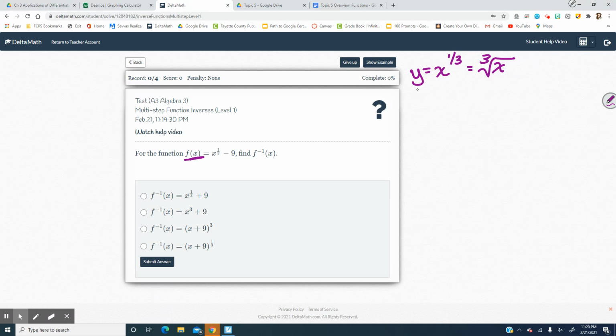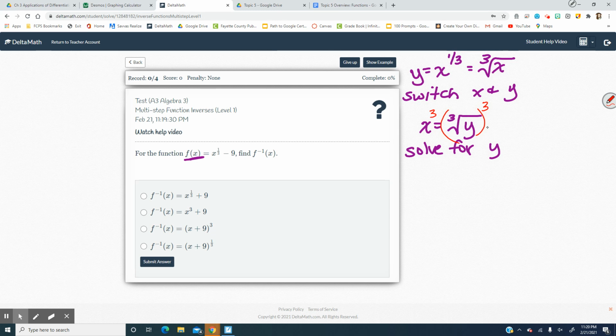Then I'm going to switch x and y. So I have x equals the cubed root of y. After I do that, I need to solve for y. So to solve for y, I need to raise both sides. If I have the cubed root of y, I'm going to raise both sides to the 3rd power to cancel it out.